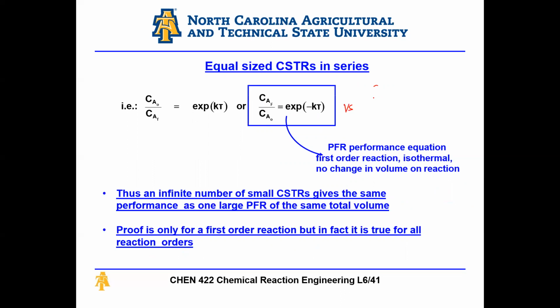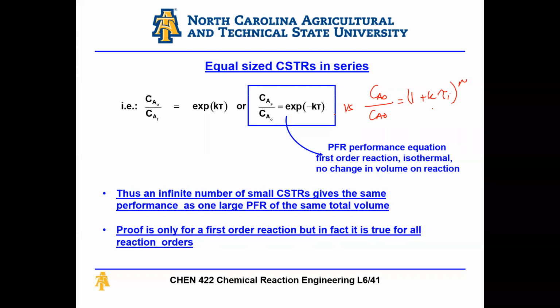So this versus CA naught over CAF, 1 plus K tau I to the power n, and the typical problem will involve you using these two equations together. Maybe use this one to get the K, then plug the K here to get the tau, or get the CA naught, whatever it is. Just using these two equations not interchangeably, in a supplementary fashion. Okay.